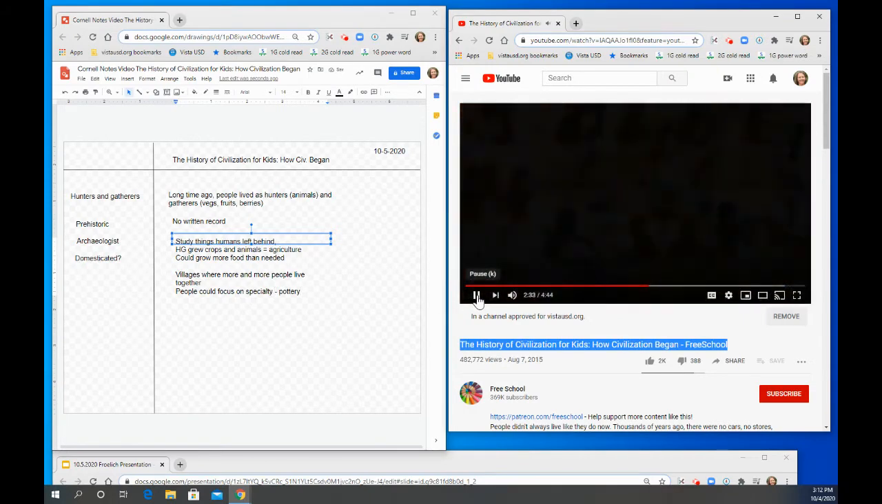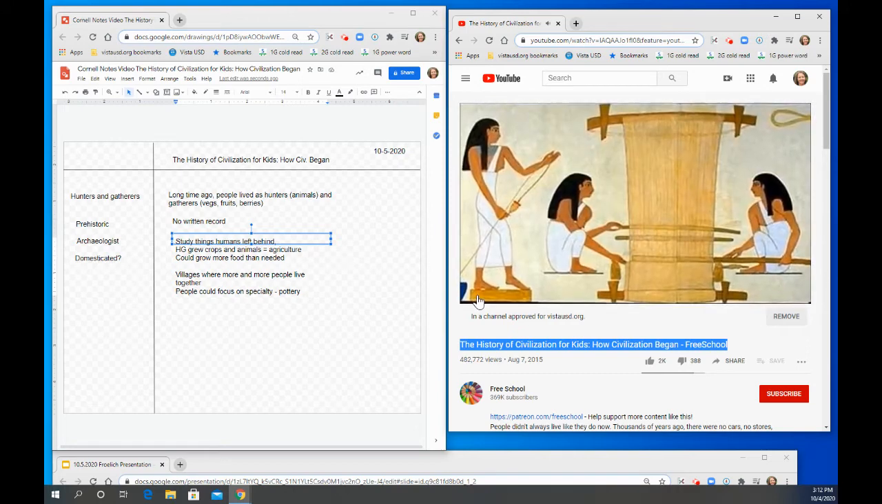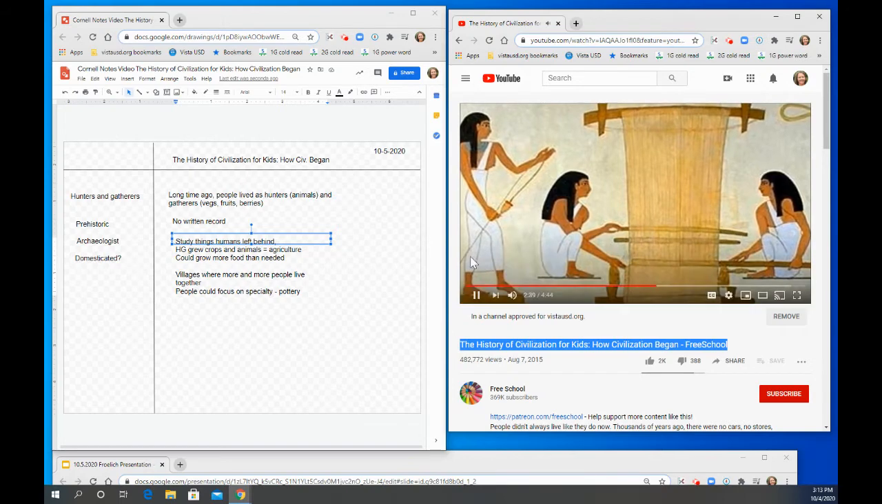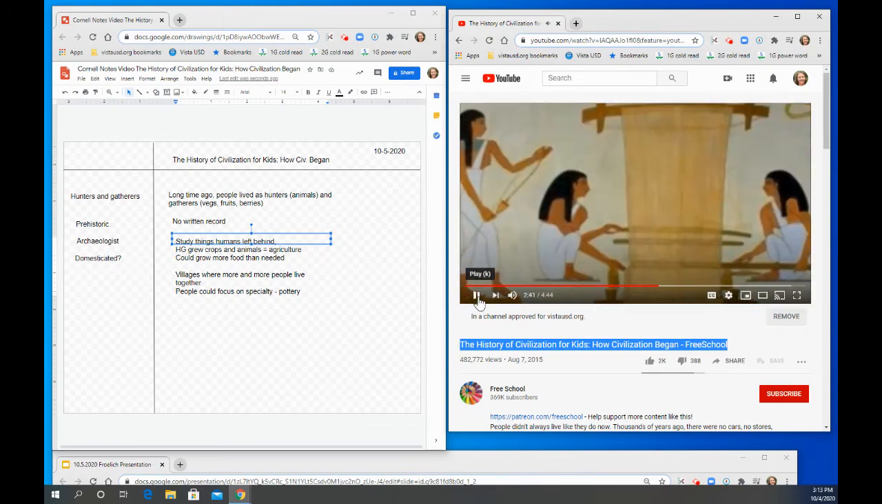And another person could learn to weave better cloth, and they could trade those things to the people growing food and get what they needed to eat. So they could focus on a specialty like pottery, or you probably heard them say weaving cloth. And then how would they use those things that they made? They would use them to trade for food. That's a very important detail.